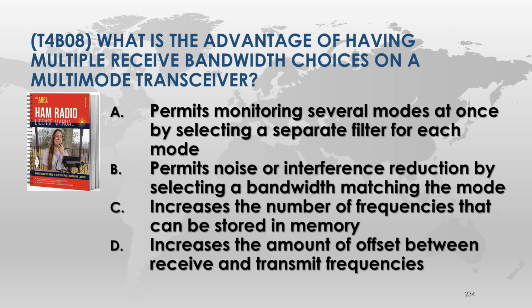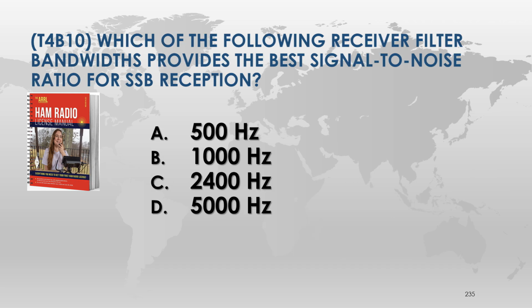What is the advantage of having multiple received bandwidth choices on a multi-mode transceiver? I heard somebody say B, but I don't know what that is. You mean Bravo? Bravo. Permits noise or interference reduction by selecting a bandwidth matching the mode. Which of the following receiver filter bandwidths provides the best signal to noise ratio for single sideband reception? Charlie. Somebody's reading real well or listening real well, one of the two.